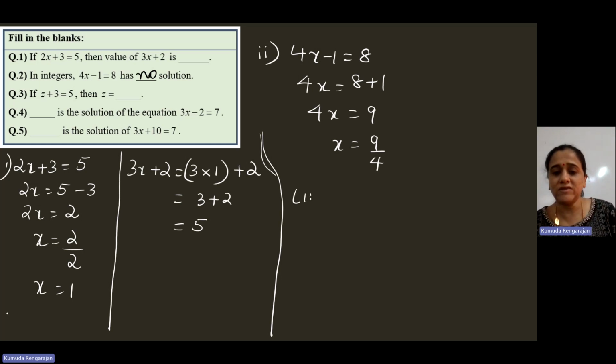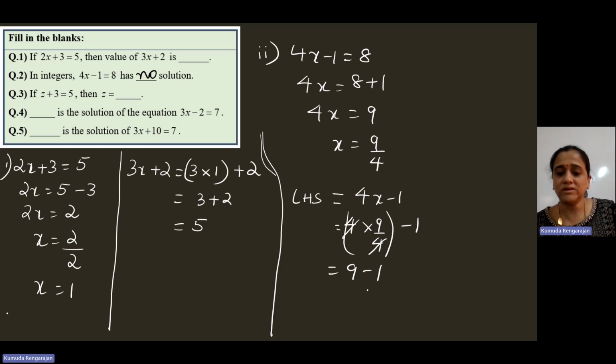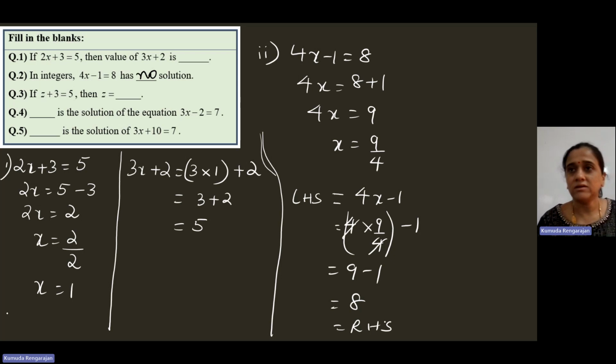All right. So take up the left-hand side, which is 4x minus 1. And in place of x, use 9 by 4 because x is 9 by 4, right? Okay. Minus 1. Am I right? Okay. So this is 9 minus 1 is equal to 8, which is the RHS. So when you take x as 9 by 4 in the LHS, that is the expression on the left-hand side, 4x minus 1.